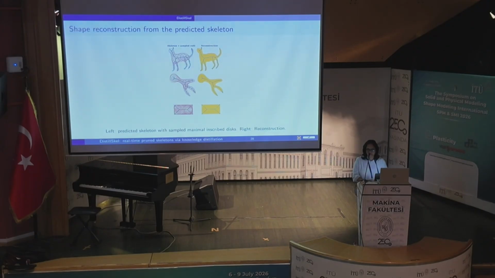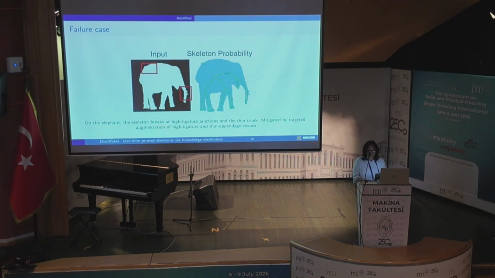So this figure shows that the resultant skeleton is preserving all the important shape features. This is shown through reconstruction. So this is one failure case in presence of high ligature regions. For example, you can see a junction break here. So this is one failure case we observed.